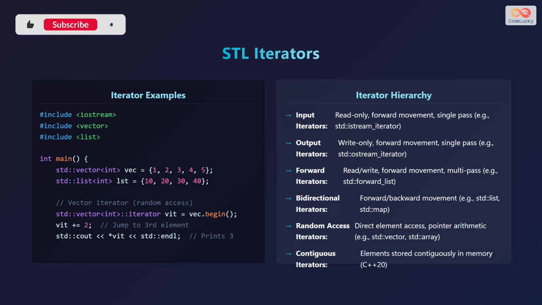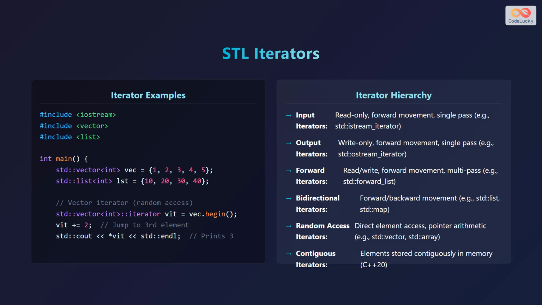This slide demonstrates the use of standard template library iterators. The code includes IOStream, vector, and list libraries. In the main function, a vector of integers named vec is initialized with some values, as is a list of integers named list. A vector iterator vit is declared and initialized to the beginning of the vector using vec.begin.